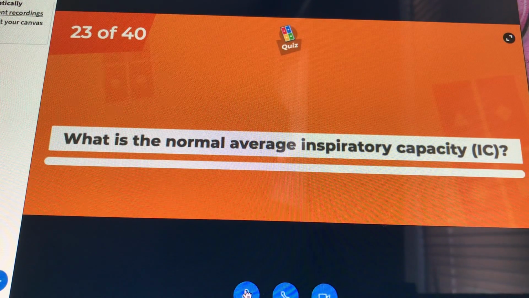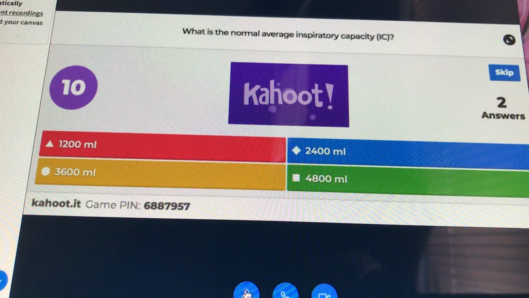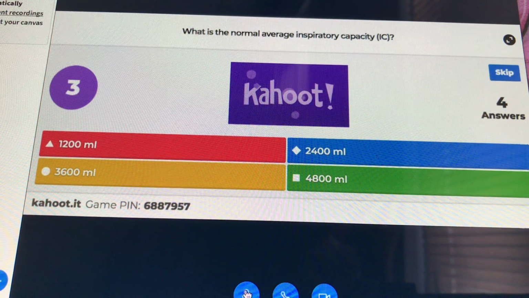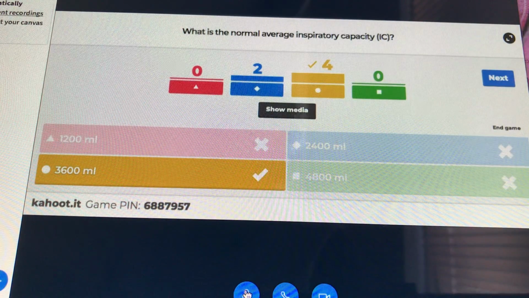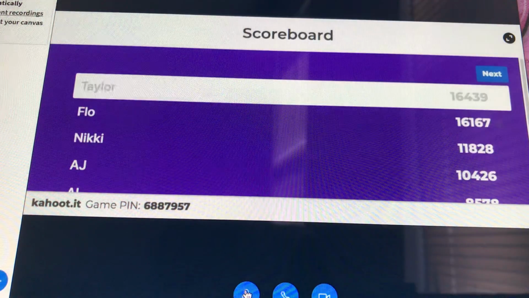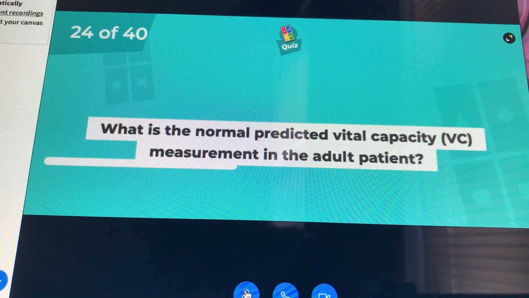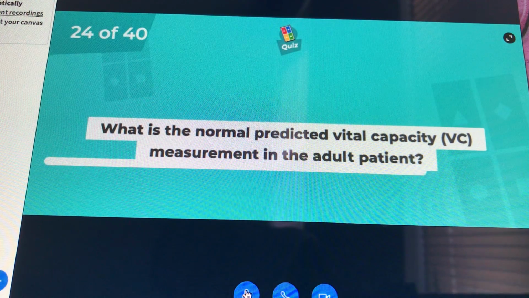What's the normal IC? Good. That's 3,600 mLs or 3.6 liters. What is the normal predicted vital capacity measurement in the adult patient?